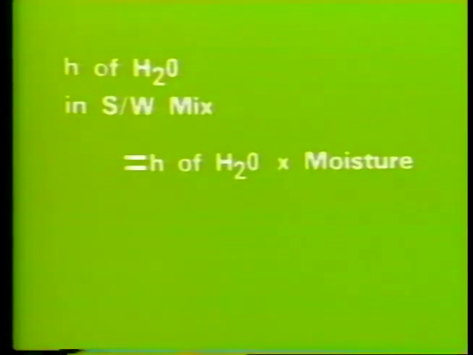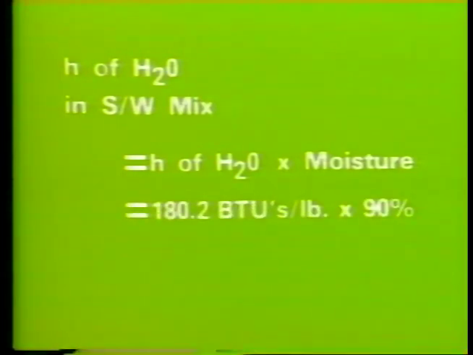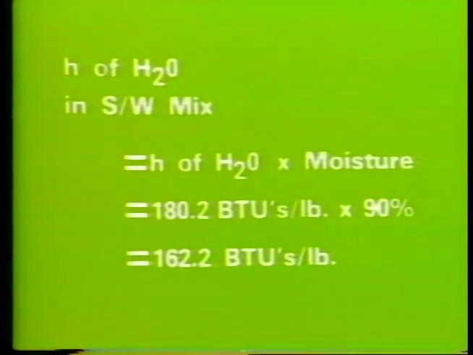Using this same example, we can also calculate the enthalpy of the steam-water mixture. First, multiply the enthalpy of saturated water by the moisture content. The enthalpy of saturated water is 180.2 BTUs per pound, and the moisture content in our example is 90%. 180.2 BTUs per pound times 90% gives us about 162.2 BTUs per pound. This is the value for the enthalpy of the water in the steam-water mixture.